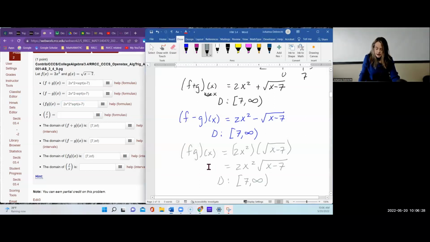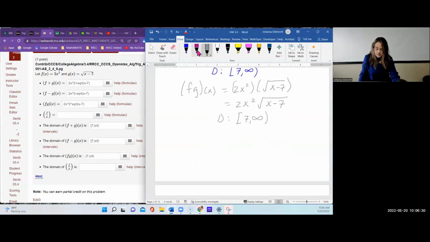The last one we have to look at is the division. When we do division, the order does matter as far as which one's in the numerator and which one's in the denominator. Again, the x means use x for the variable. It does not mean multiply by x. In this case, we're going to write 2x squared divided by the square root of x minus 7.